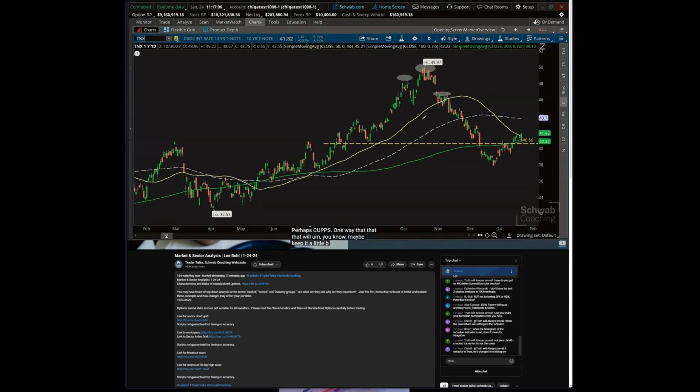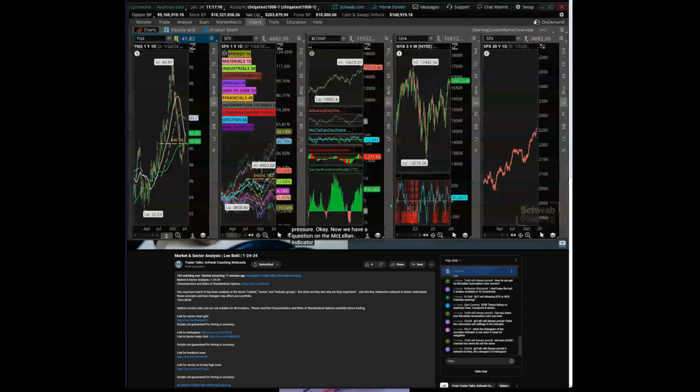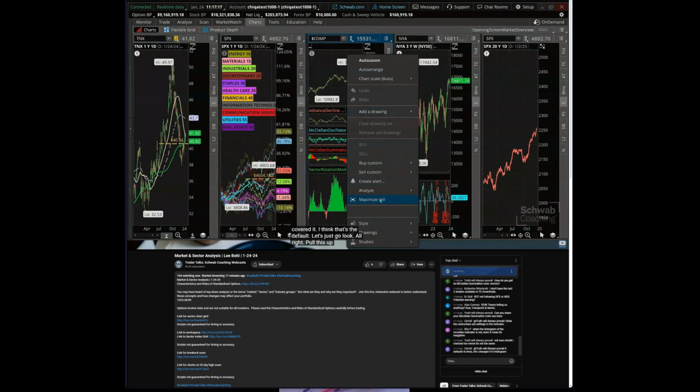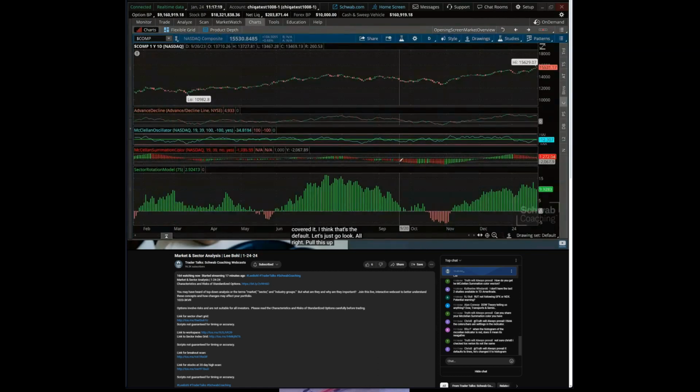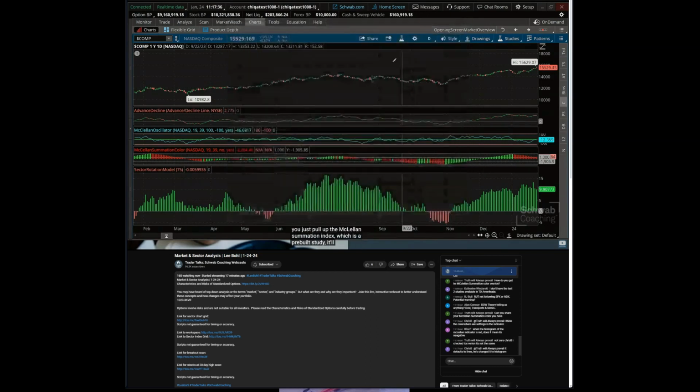Okay. Now we have a question on the McClellan indicator. I don't think I colored it. I think that's the default. Let's just go look. All right. Pull this up. Yeah, so this plot colors are automatically set. So as long as you just pull up the McClellan summation index, which is a pre-built study, it'll default to the colors there. That's the answer to that one. Okay. All right.